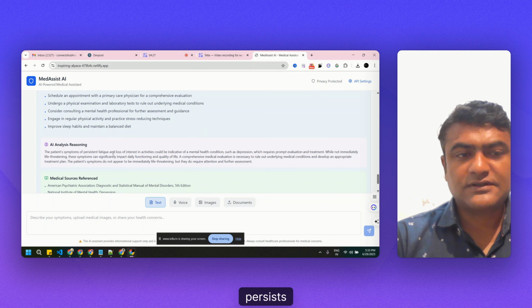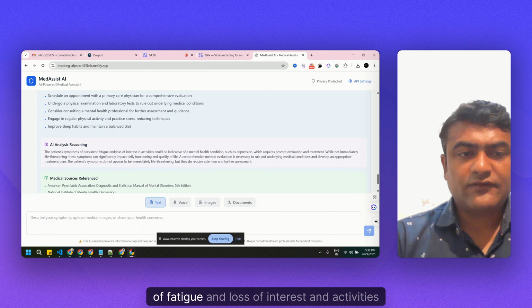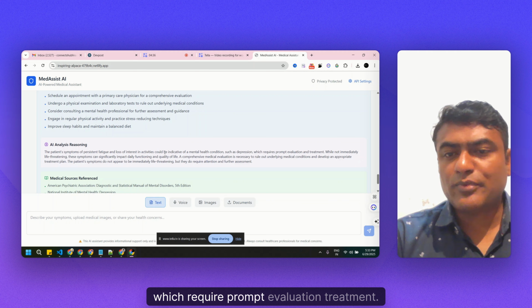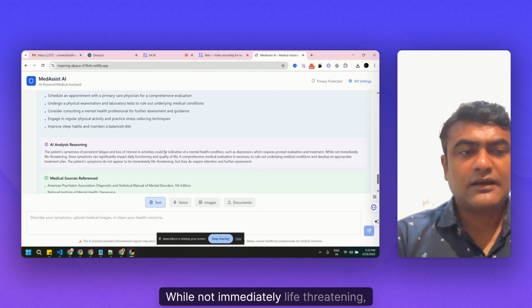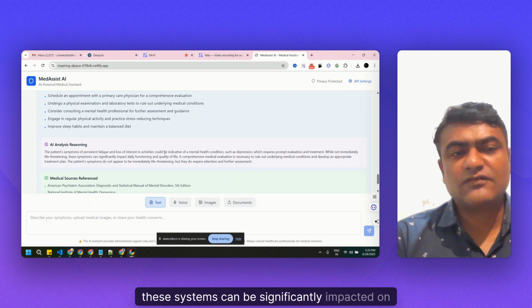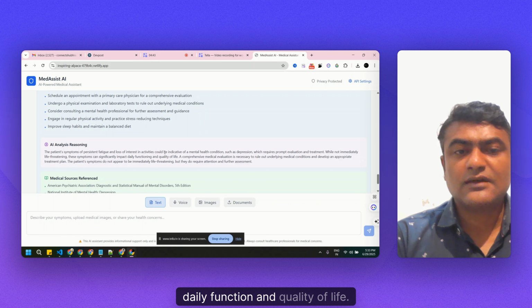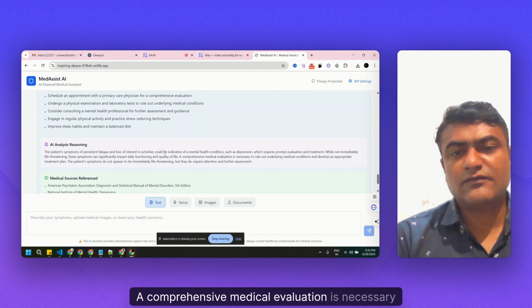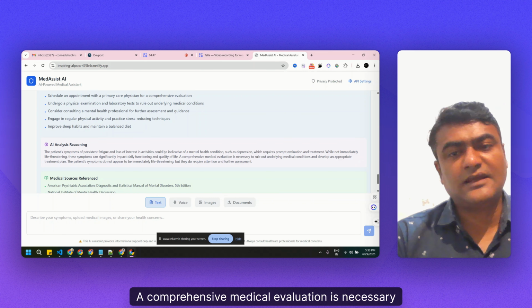A patient's persistent symptoms of fatigue and loss of interest in activities could be linked to mental health conditions such as depression, which require prompt evaluation and treatment. While not immediately life-threatening, these symptoms can significantly impact daily function and quality of life. A comprehensive medical evaluation is necessary to rule out underlying medical conditions and develop an appropriate treatment plan. The patient's symptoms do not appear to be immediately life threatening, but they do require attention and further assessment. Okay, and there are some medical reference sources also.